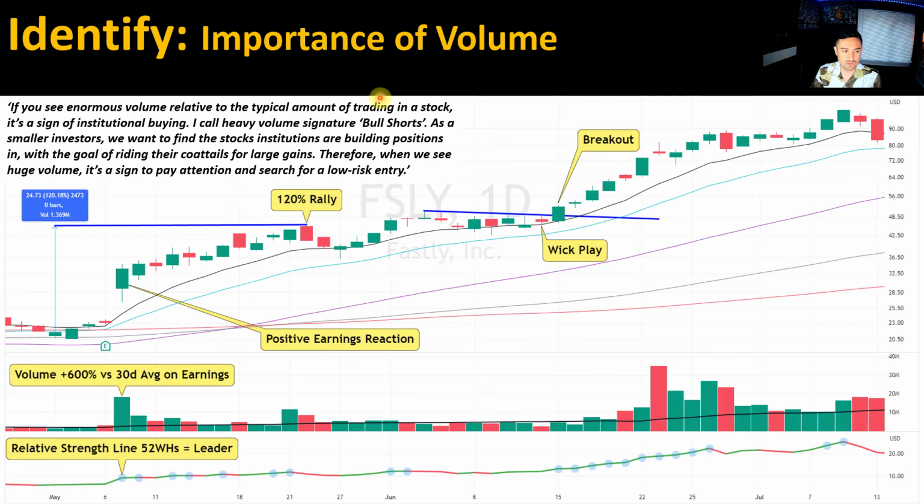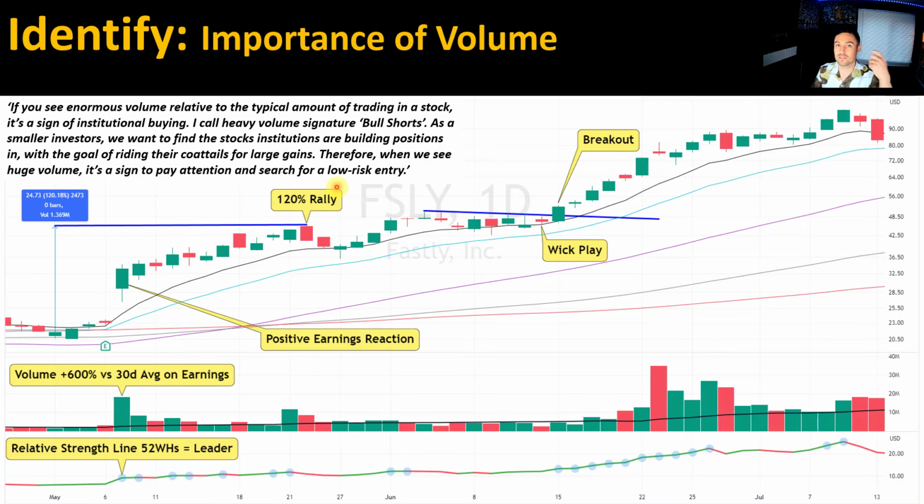The importance of volume. We're looking at the Fastly chart again with the wick play and then the breakout thereafter. If you see enormous relative volume relative to the typical amount of trading in a stock, it's a sign of institutional buying. I call heavy volume signature bull snorts. As a smaller investor, we want to find the stocks institutions are building positions in, with the goal of riding their coattails for large gains. Therefore, when we see huge volume, it's a sign to pay attention and search for a low risk entry.